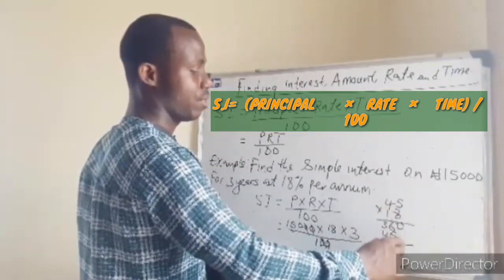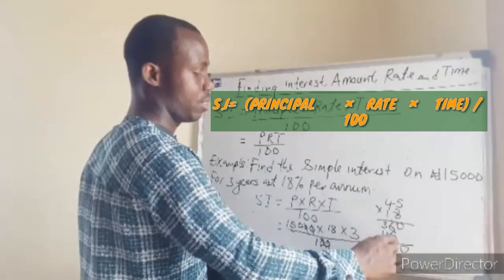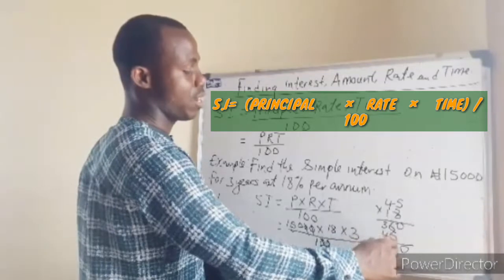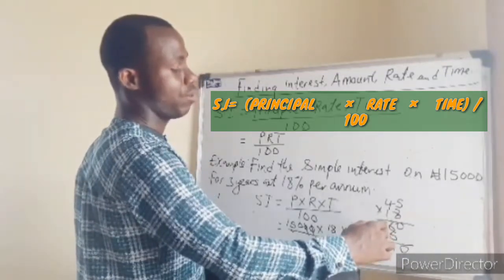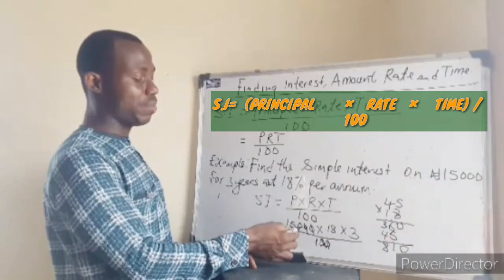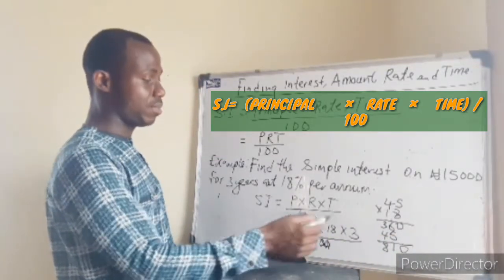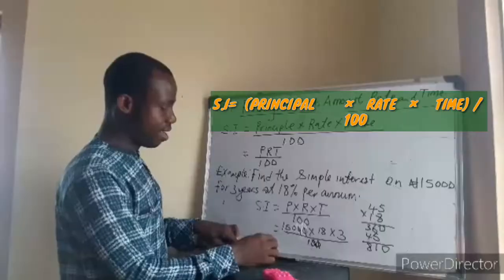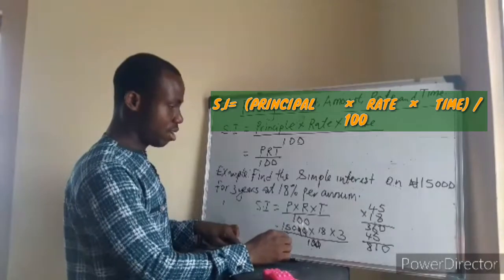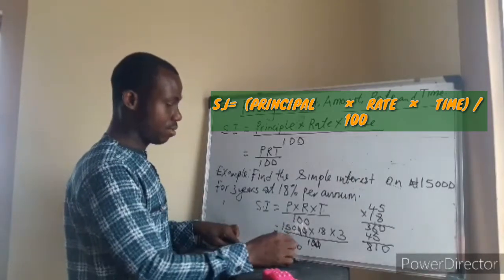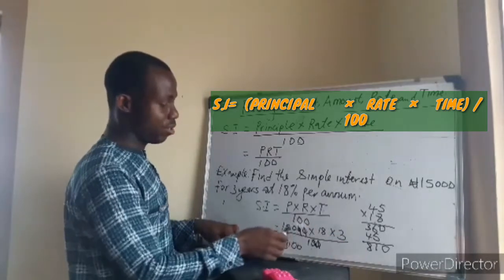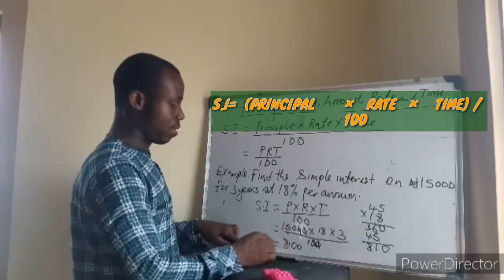So I have 0. 6 plus 5 is 11, 1 carry 1. 1 plus 3, 4 plus 4, 8. Remember, I did not multiply with this 0. I have to include the 0 in my answer. Therefore, my final answer is now 8100. There was only one 0 here, but now I added this 0 because of this 0. So this is our simple interest.